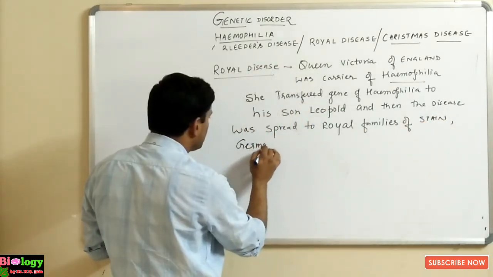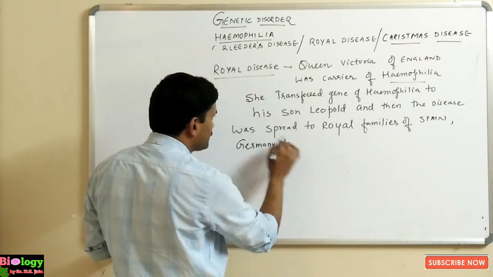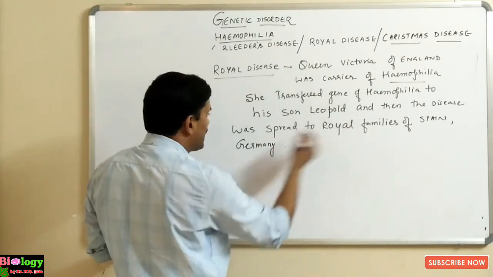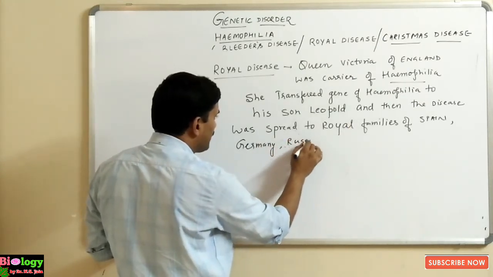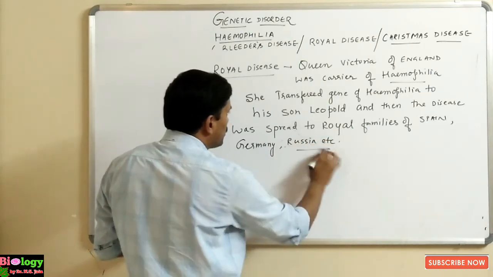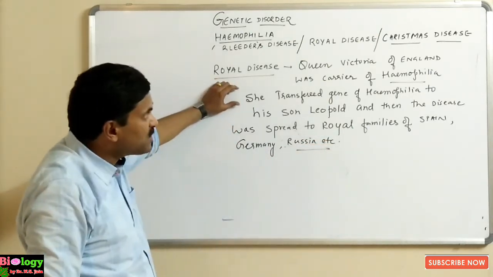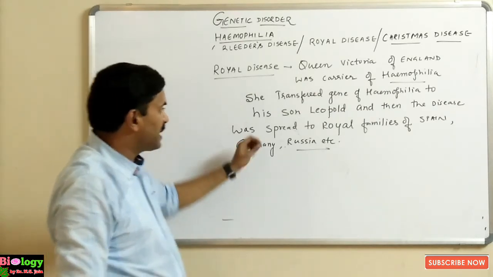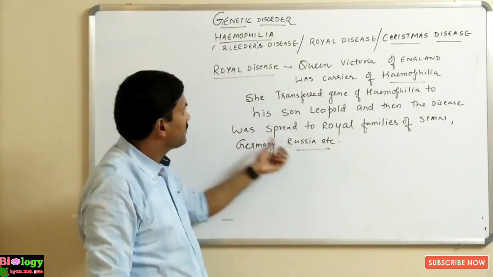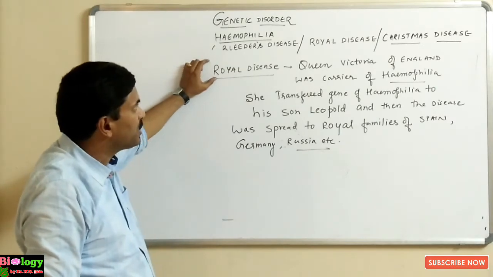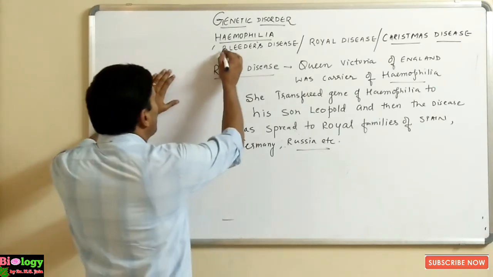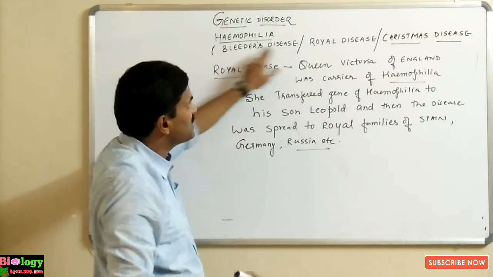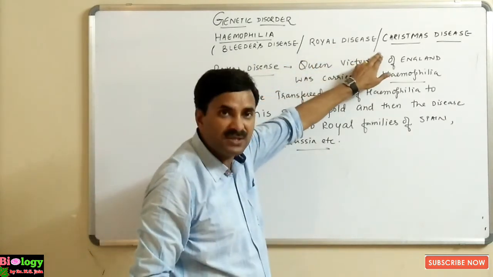Germany, Russia, etc. Because this disease was associated with the royal families of England, Spain, Germany and Russia, that's why it is also called the royal disease. So we have talked about these three terms: bleeder's disease, royal disease and Christmas disease.